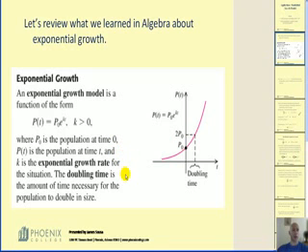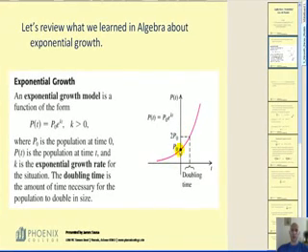Doubling time is the amount of time necessary for the population to double in size. As you can see from the graph on the right, as time progresses, P of t increases dramatically. This is called exponential growth.